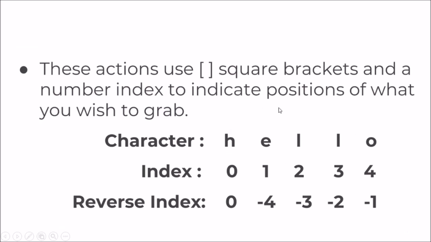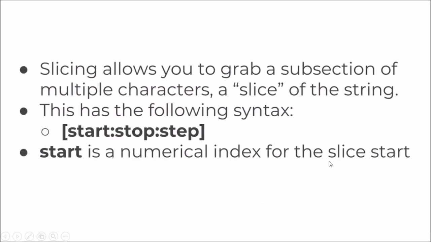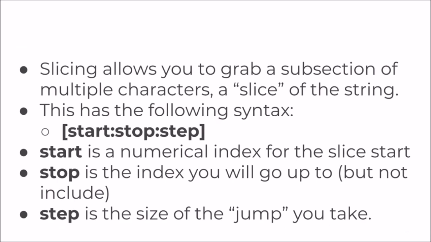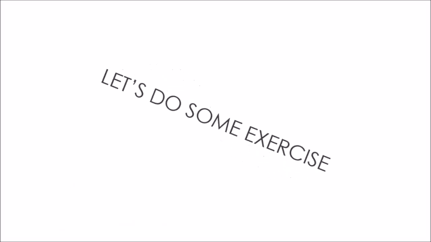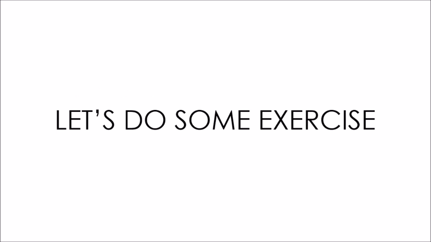So H will be taken, then L will be taken, then O will be taken. I'll tell you how it is done. This is called slicing. Start is the numeric index where the slice starts, stop is where I want to stop, and step is the jump. If I give 1, it will go on each letter. If I give 2, it will skip 1 letter as it goes. We'll do some exercises on that.